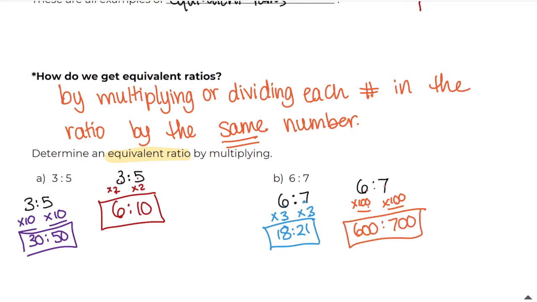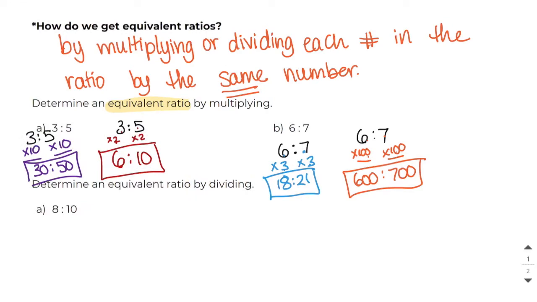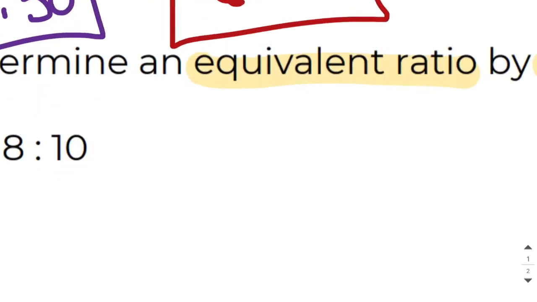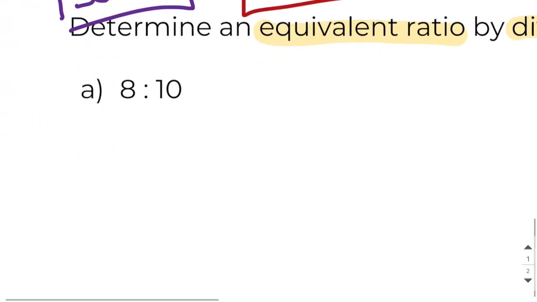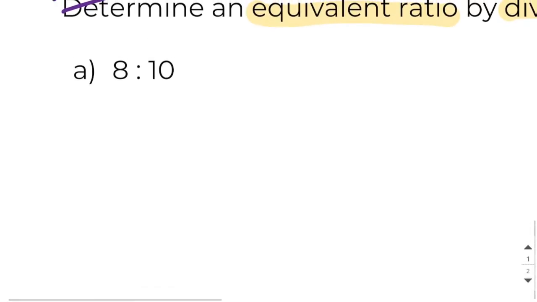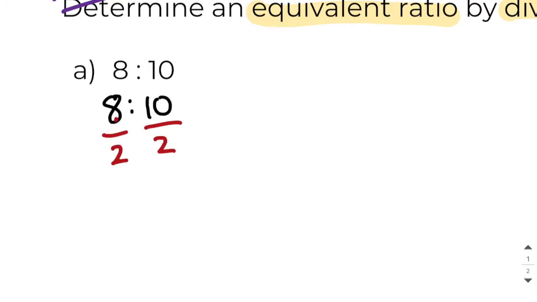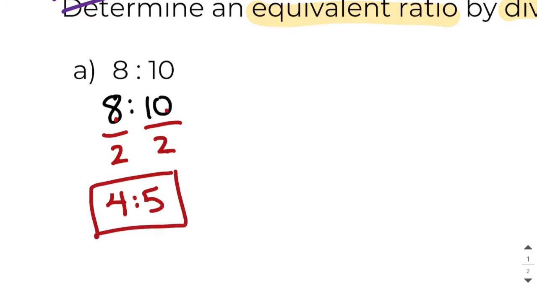So here's another example. Now here we want to determine an equivalent ratio by dividing this time. So I'll zoom in here so it's not as overwhelming. Here we have 8 to 10. And this time I want to find it by dividing. So what number can I divide 8 and 10 both by? Well, I can divide them both by 2. So when I divide 8 by 2, I get 4. And then when I divide 10 by 2, I get 5. So 8 to 10 is equivalent to the ratio 4 to 5.